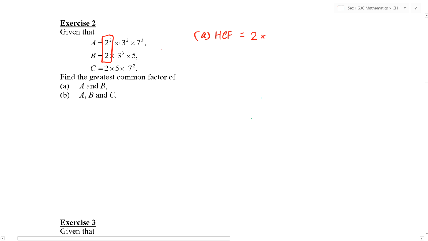Multiplied by, let us compare the next prime factor. A has 2 threes, B has 3 of them. How many threes are common? 2 of them. So right now, 3 to the power of 2. Are there any other common factors? No, let me stop here. Now, they want you to find the greatest common factor. So this is the greatest common factor, and we put our equal sign at the bottom. 2 times 9, that is 18. Okay? So for this one, you will need to evaluate.